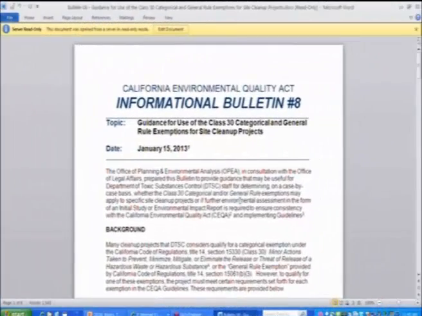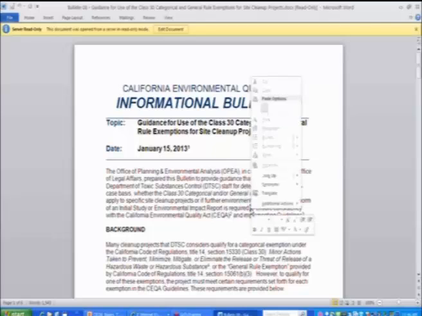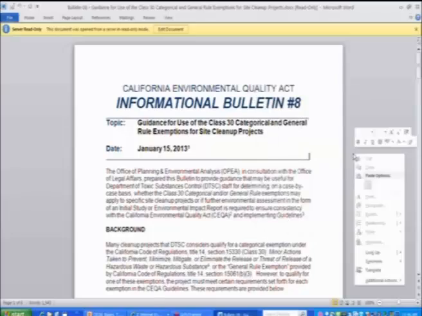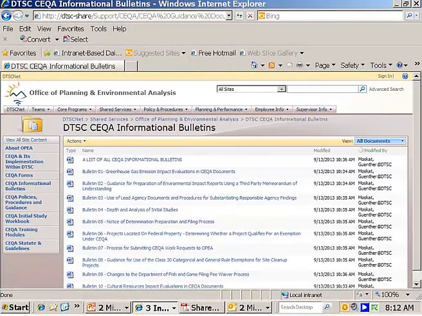Okay, so I brought up our CEQA informational bulletin number 8 that's about guidance regarding the Class 30 categorical and general rule exemptions for site cleanup projects. Again, you can see the general format of our informational bulletins. We state who the target audience is. We provide a little bit of background, and then we get into the actual nuts and bolts of the topic that's involved. So just to give you an idea of what those look like.